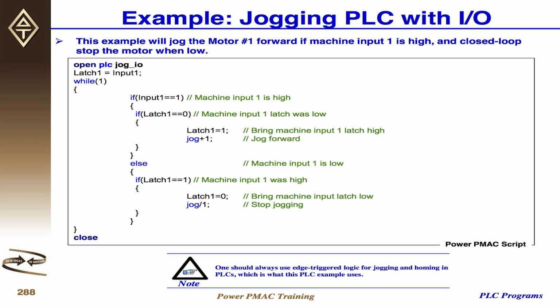Now, we're using latches so that we only issue the jog command at a state transition. So if input 1 is high and it was low, we want to latch the current condition and issue the jog command. Otherwise, if input 1 is low and it was high, then we just saw a transition from high to low, and we want to latch the current condition and issue the jog stop command to stop the jogging. That way you can just flip input 1, motor 1 should jog forward, and turn input 1 off, and then it should stop jogging.